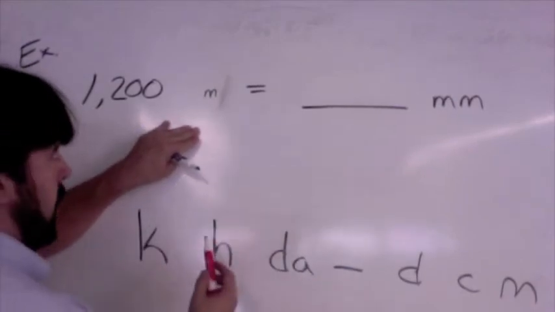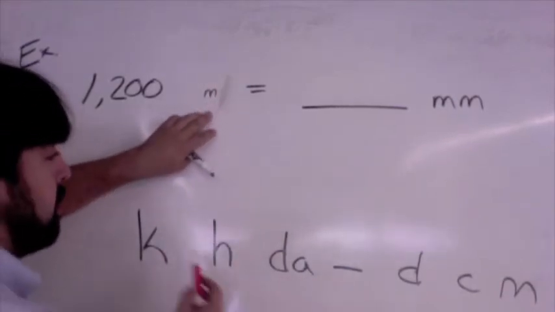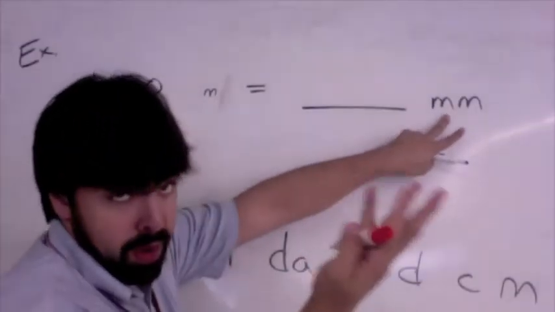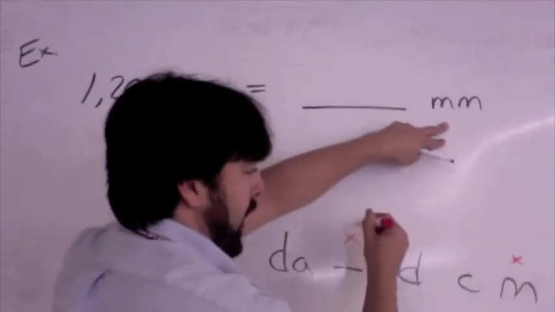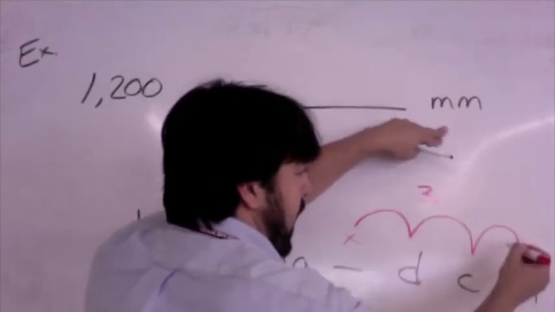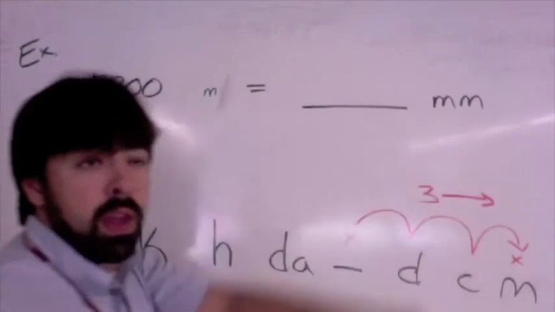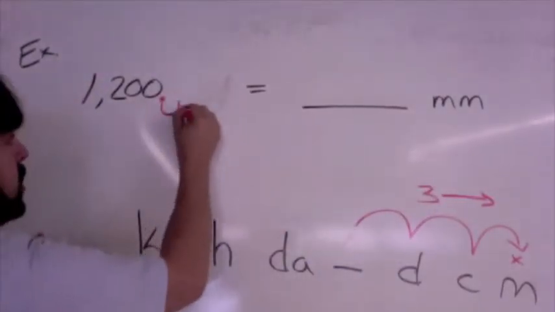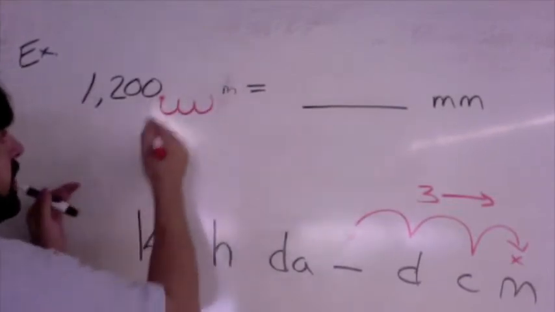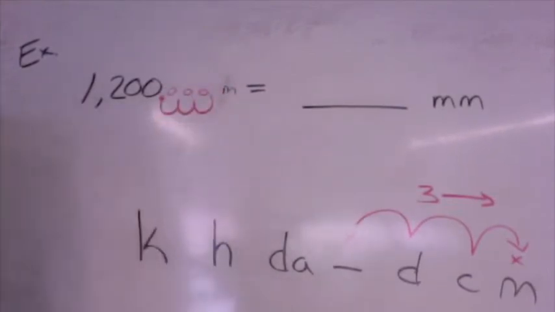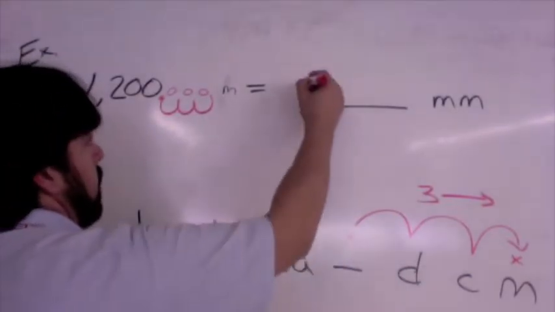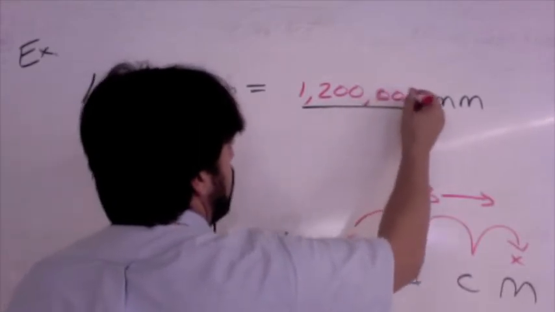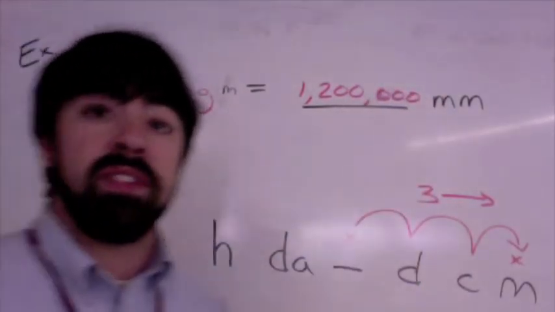1,200 meters. Meters is right here because there's no prefix. We're going to millimeters. Right here. That's 1, 2, 3 steps right. So our decimal is at the end of this whole number. We're going to take it 1, 2, 3. So that's going to be an extra 1, 2, 3 zeros in there. So that becomes 1,200,000 millimeters. And that's our answer.